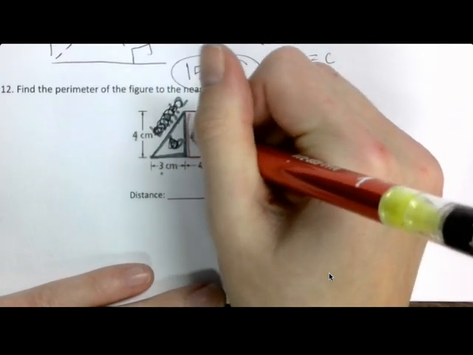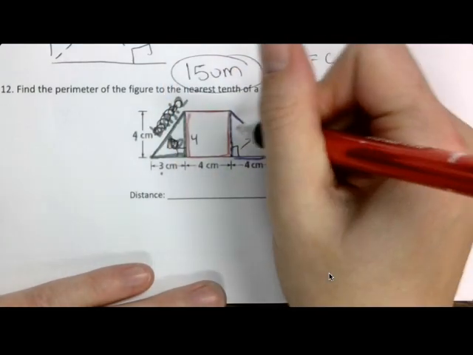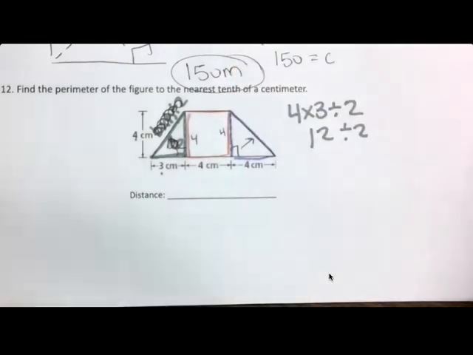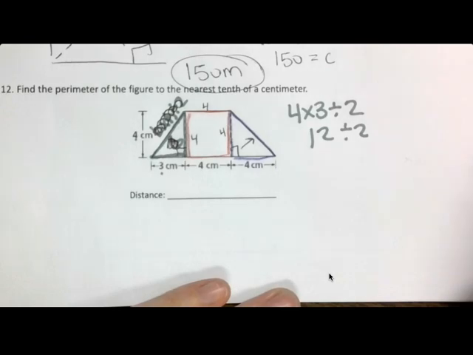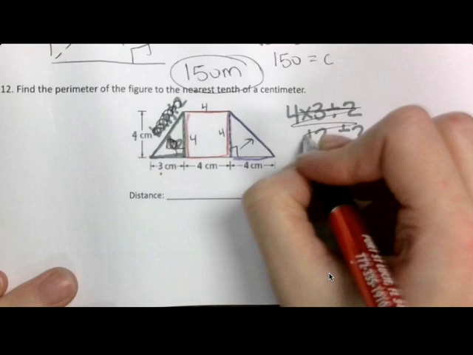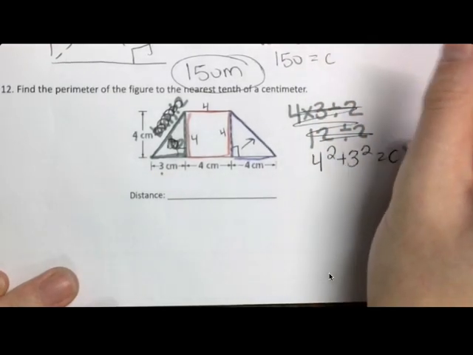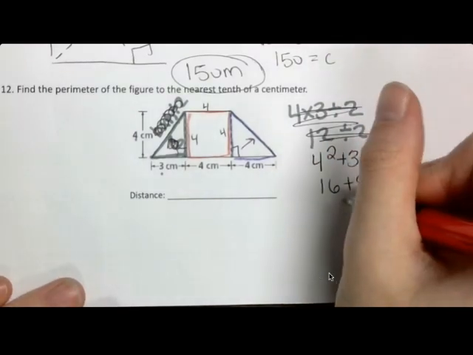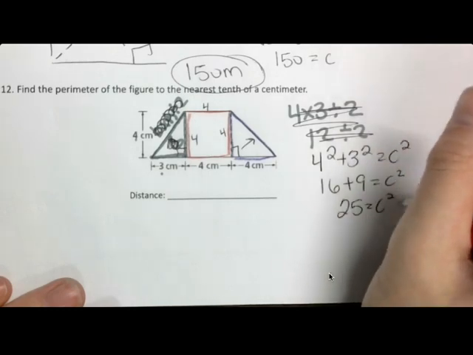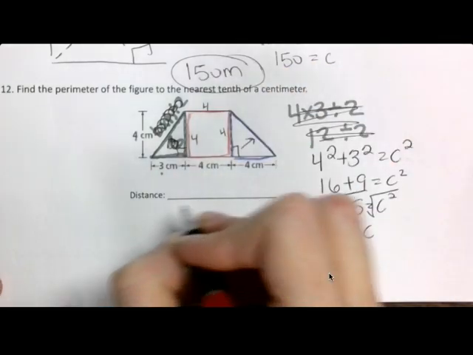This is a 3 by 4 triangle. It's a right triangle. This is a triangle as well. It is a 4 by 4 triangle. And this box is obviously a 4 by 4 triangle. So we need to find 2 hypotenuses. So I need to do 4 squared plus 3 squared equals c squared. 16 plus 9 equals c squared. 25 equals c squared. Take the square root of both sides, and that equals 5.